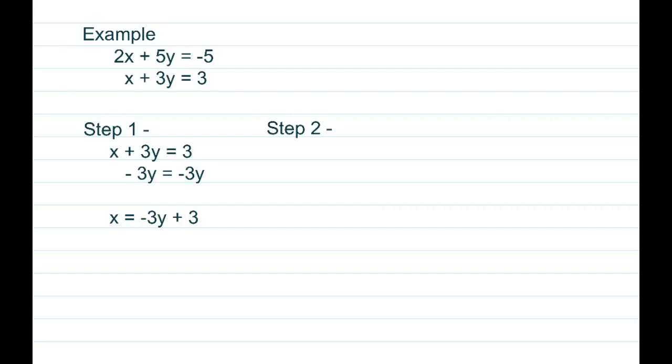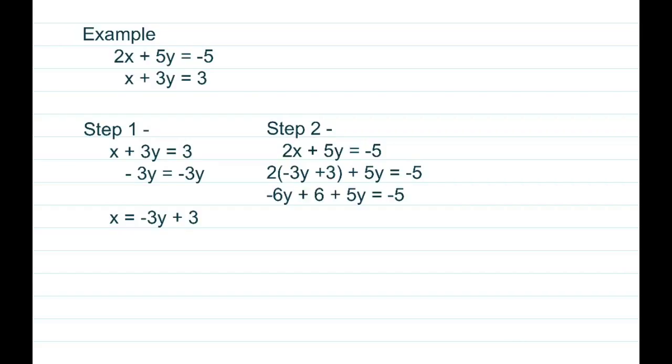For step 2, you need to substitute the expression from step 1 into the other equation and solve for the other variable, which means we will take the equation 2x plus 5y equals negative 5 and substitute x equals negative 3y plus 3 into the 2x spot, by putting the negative 3y plus 3 where the x would be in the equation. Then you will distribute the 2 into the parentheses of negative 3y plus 3.